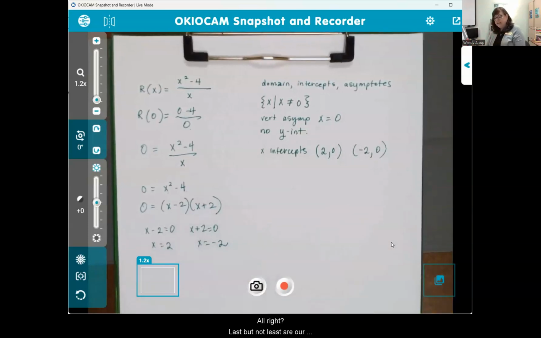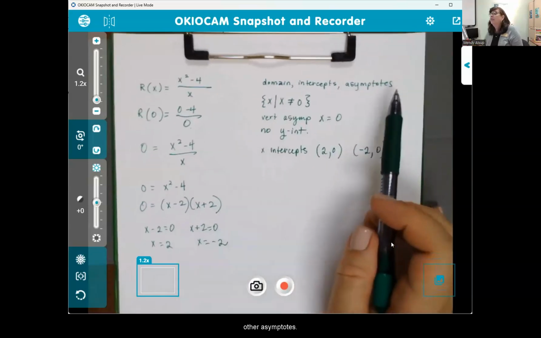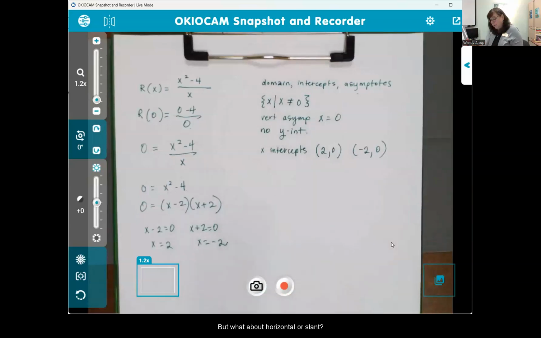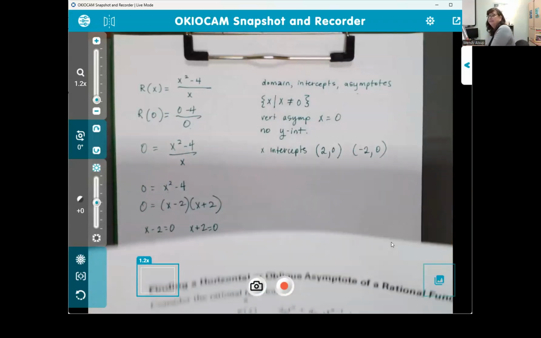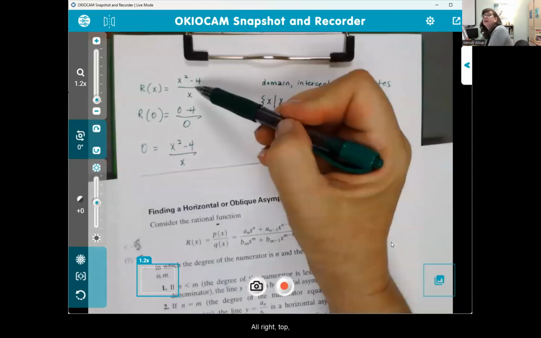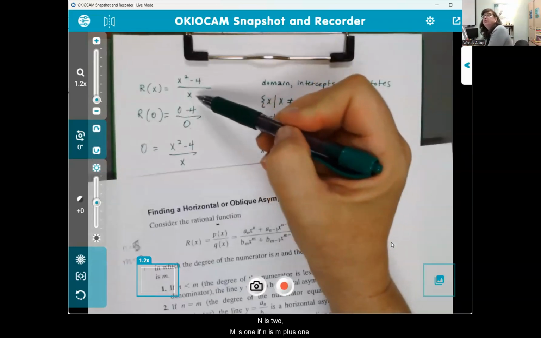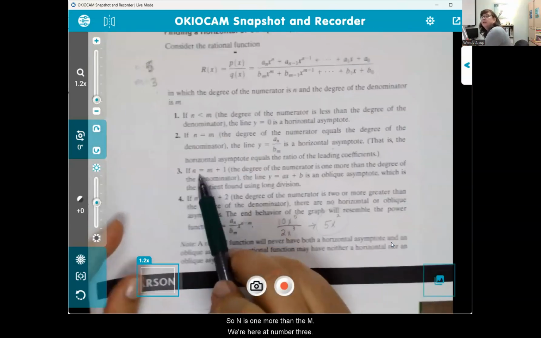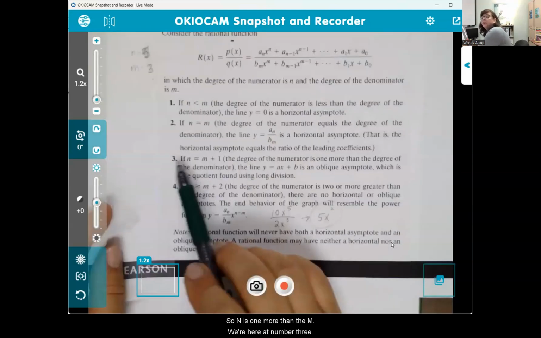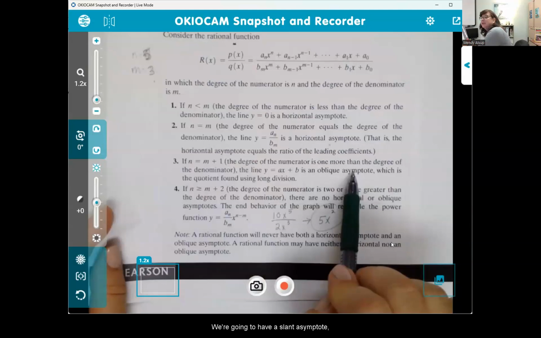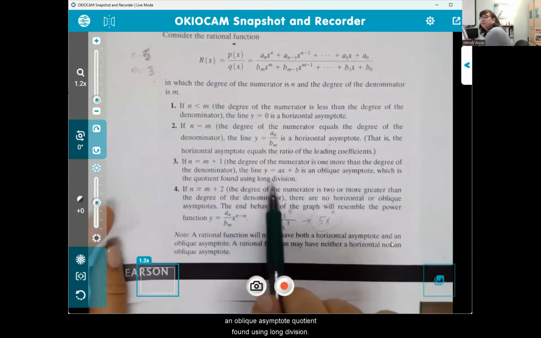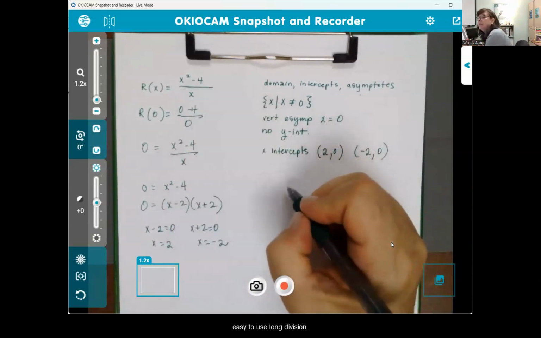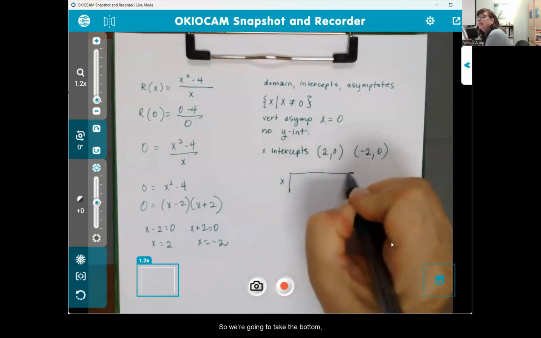All right, last but not least are our other asymptotes. So we know about our vertical asymptotes, but what about horizontal or slant? All right, top n is 2, m is 1. If n is m plus 1, so n is 1 more than the m, we're here at number 3. We're going to have a slant asymptote, an oblique asymptote, quotient found using long division. Well, this one actually is pretty easy to use long division. So we're going to take the bottom, divide it into the top.